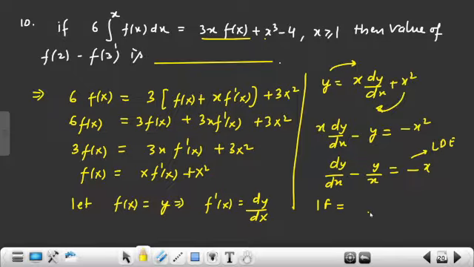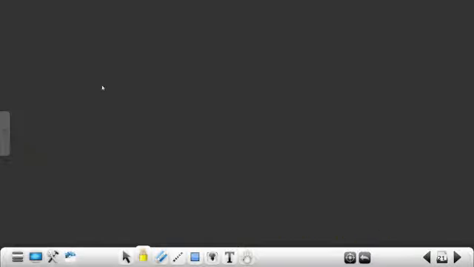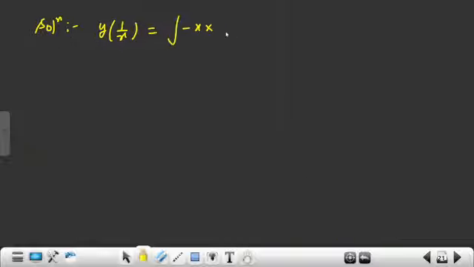So let's find the integrating factor. e power integral of p dx means minus 1 by x dx, that is minus log x, so x power minus 1. So it is how much? 1 by x. So my IF is 1 by x. So what is my solution? Y into 1 by x, the IF, equals integral of q. What is the q value here? Minus x into IF, which is 1 by x, dx. So y by x equals minus x plus c. So the y value basically is minus x square plus cx.